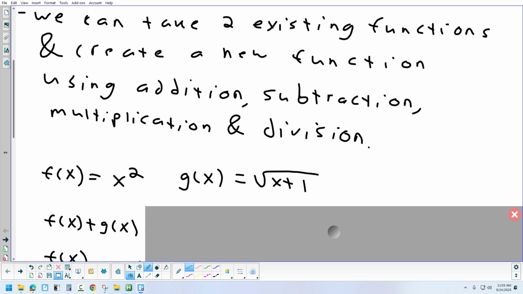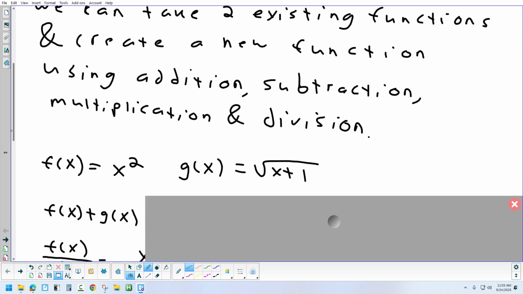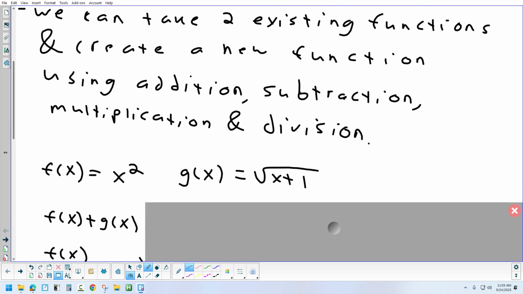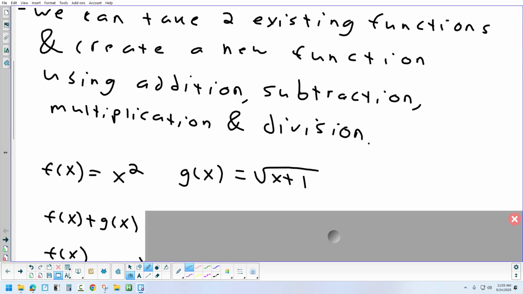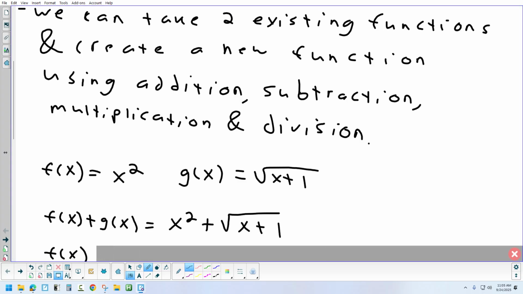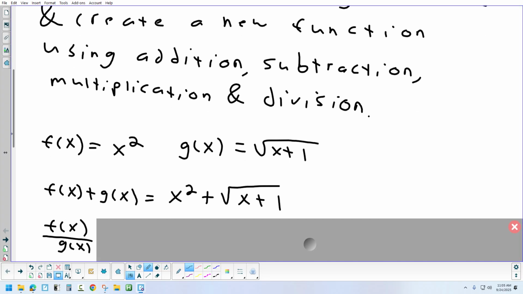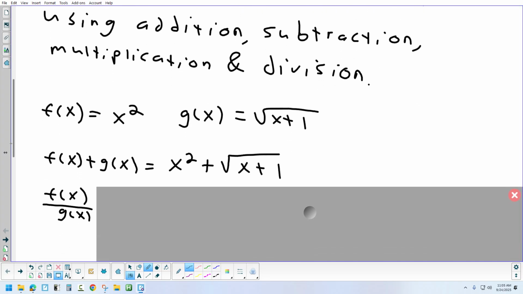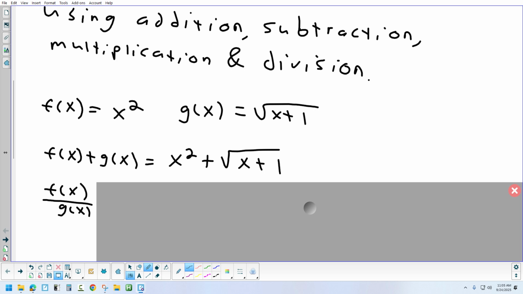You can't combine them. So how do you think we would write the new function, f of x plus g of x? Yep. x squared plus the square root of x. Yeah, that's all you can do. There's not much else. But that's a new function, x squared plus the square root of x, and it was created by adding the two original functions together.